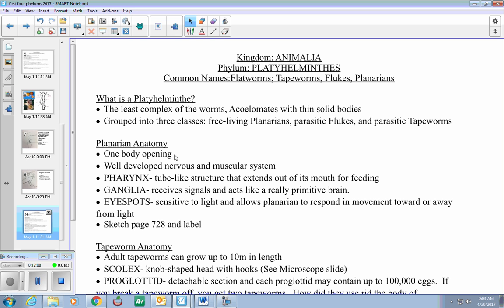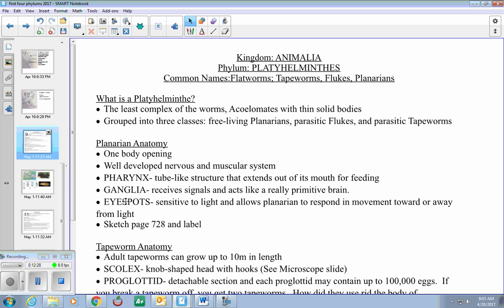So they have one body opening. They have a pretty decent nervous system. They can respond to stimuli. They have muscles. The pharynx is the tube that extends for feeding. The ganglia is like a super primitive brain. Like I said, it's a whole bunch of nerve bundles. The eye spots are sensitive to light.